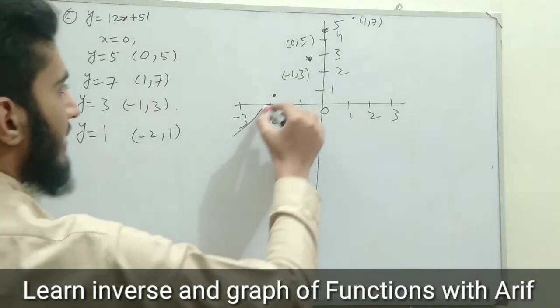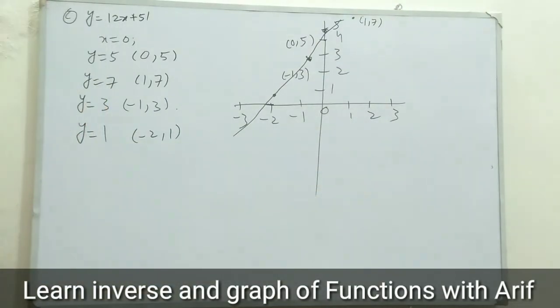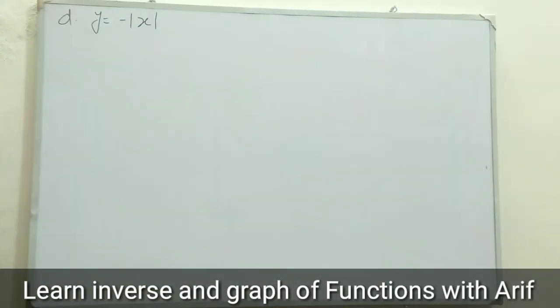So it means that the graph of this function will be just like this. It will move just like this. So this is the graph for the following function. Now move toward part D. It is the last part of question number 14 and the last question of exercise number 1.1, with which the exercise number 1.1 will be completed.